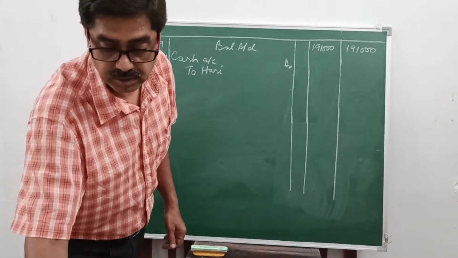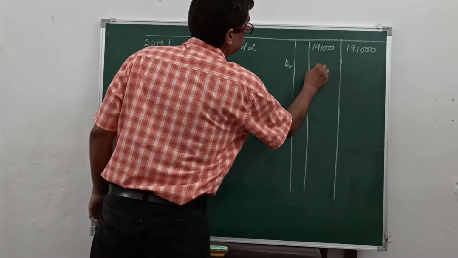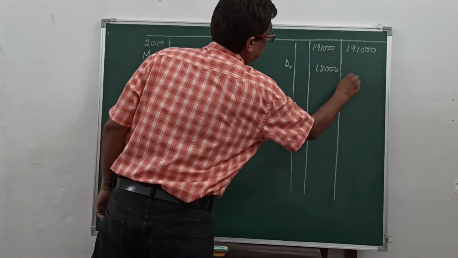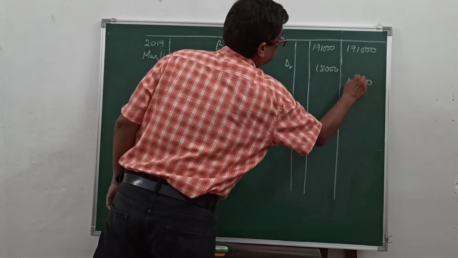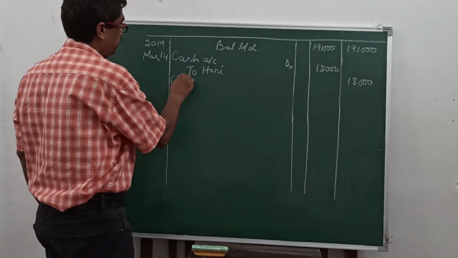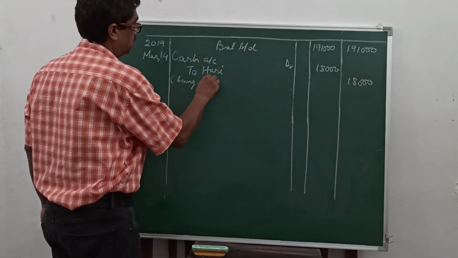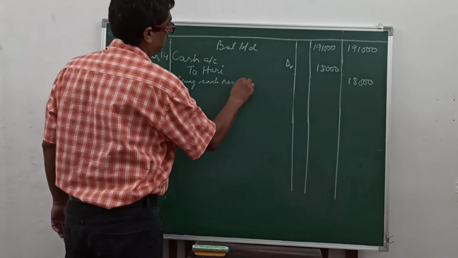Don't write just Hari, so you write account also. Don't say Hari's account, you say to Hari. 18,000, being cash received.